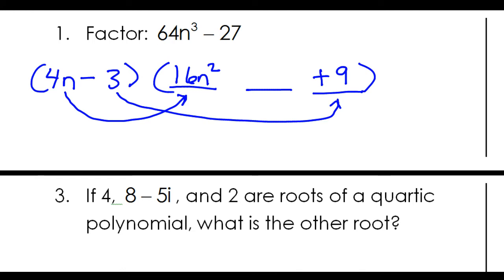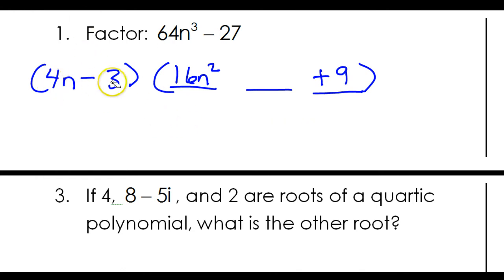To get the middle is going to be the product of these two terms. We're going to multiply these together. So if I do 3 times 4n, that's going to be 12n, but it's going to be the opposite sign right now. So if this is negative, then this is going to be positive.